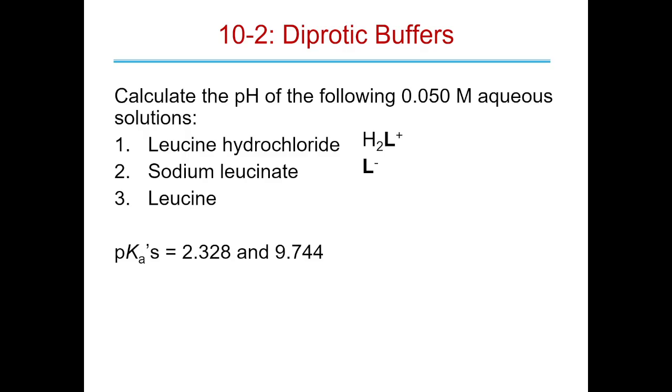Okay, this right here is the sodium leucinate. It's going to dissociate when it dissolves in solution, right? So you get the L- form. Right here, this is the leucine. This will be the HL. It has an H on it because it'll be on the ammonium, right? The amine portion of it.